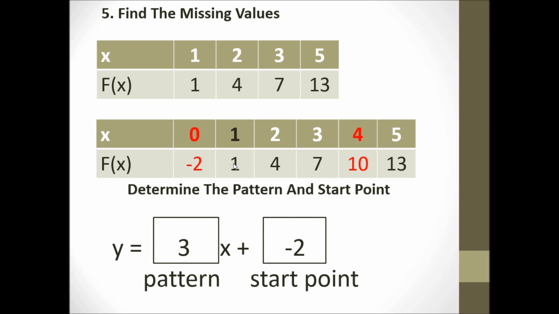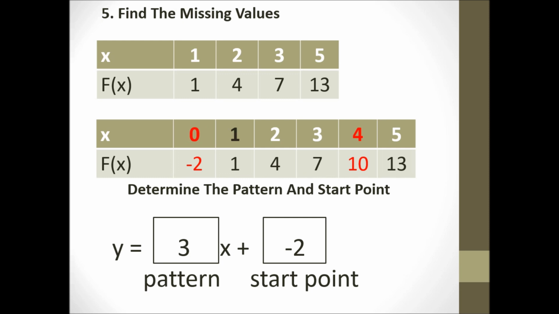Well, what's the starting one? If I'm at 1, how do I go down 3 so I can get to my starting point? 1 to 0, that's 1. To -1, that's 2. To -2, that's 3. Or if I start at -2 and I go up 3, will I end at 1? -2 to -1, that's 1. -1 to 0, that's 2. 0 to 1, that's 3. And so 3x plus -2 gives me my rule. -2 was the starting point we had to figure out. 3 was the pattern, from here to here to here.